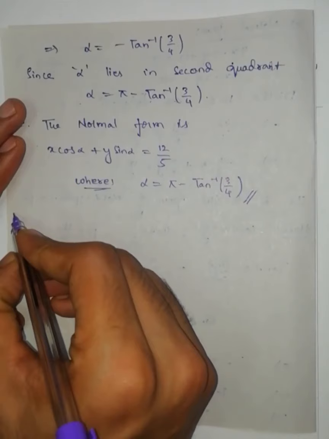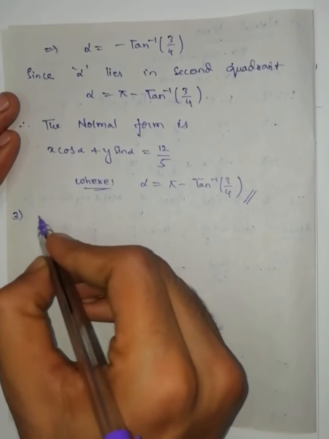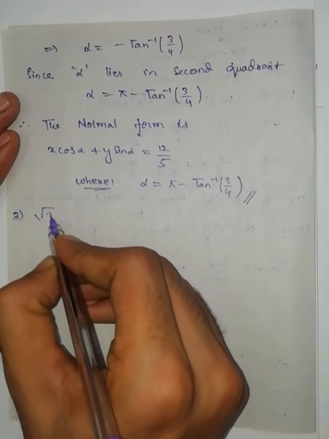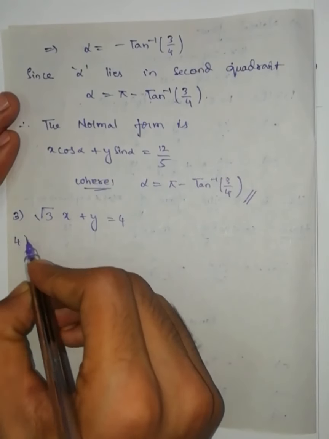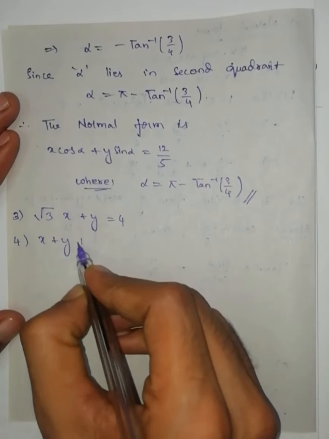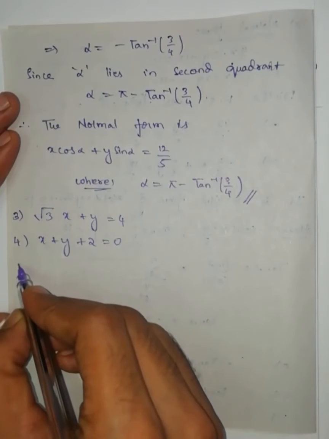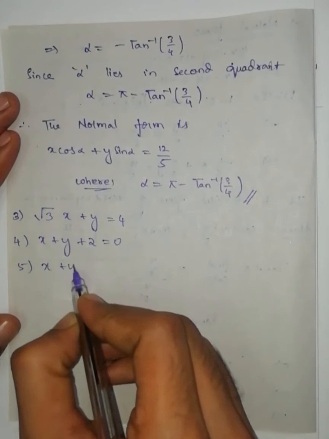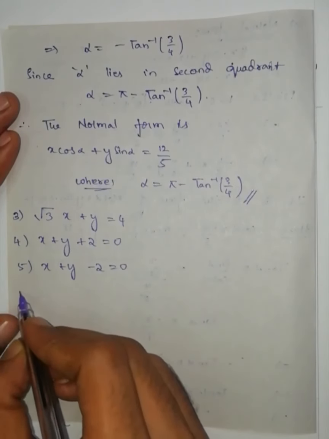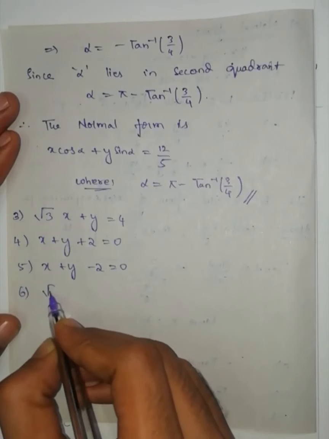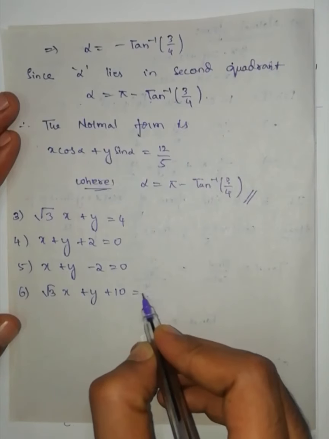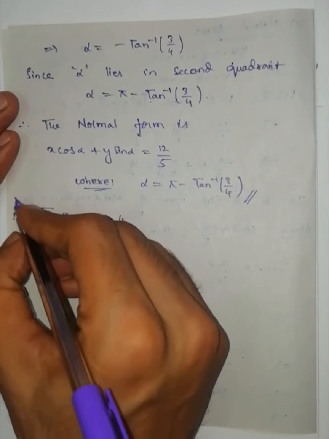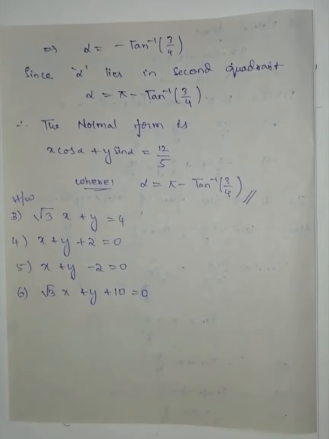Now similarly you can solve these as homework. Third, root 3 x plus y is equal to 4. Fourth, x plus y plus 2 is equal to 0. Fifth, x plus y minus 2 is equal to 0. Sixth, root 3 into x plus y plus 10 is equal to 0. All these are homework: 3, 4, 5 and 6.